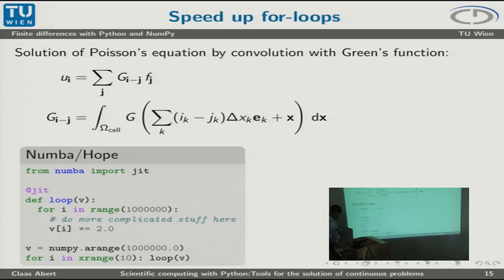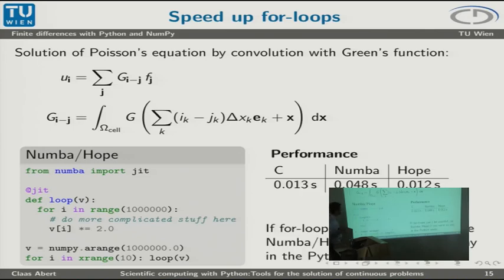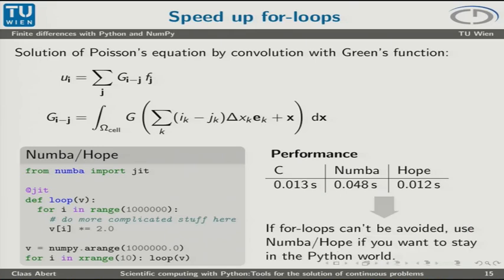And let's look again at the performance. There's another library called Hope, which does essentially the same thing, which is pretty new. And as you can see, using the just-in-time compiler of numba gives us a 4 times slower execution time than in C. That's not too bad because we come from a factor of 70 and now it's only a factor of 4 or so. And Hope is even faster than C, and I have no clue why.